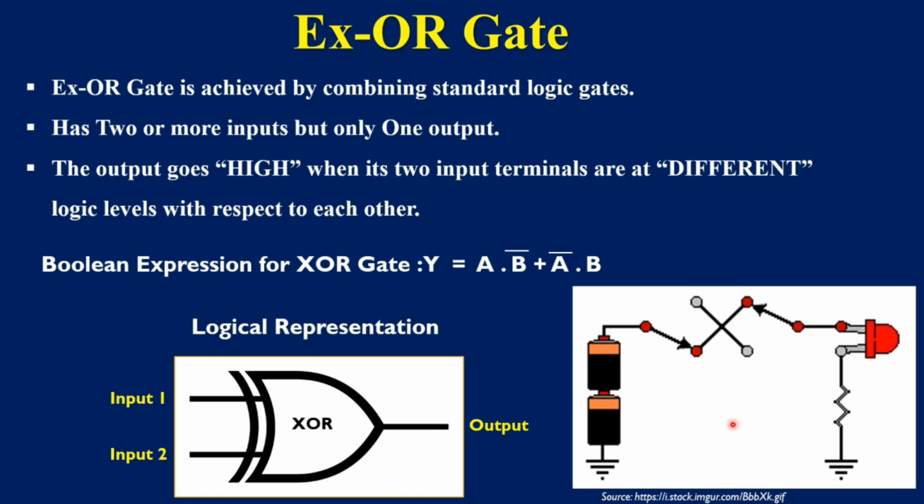This exclusive OR gate can also be seen in our homes. If you have a light on the stairs and the light has two switches, one on the first floor and another switch on the ground floor, when the two switches are on or when the two switches are off, then the light doesn't glow. In order to make the light glow, one of the switches must be on and one switch must be off. So this is the working of the exclusive OR gate.